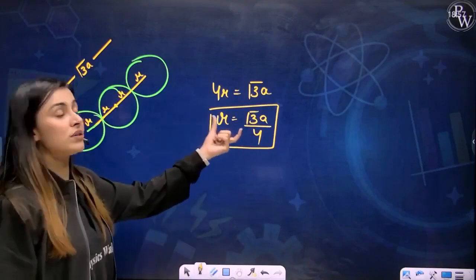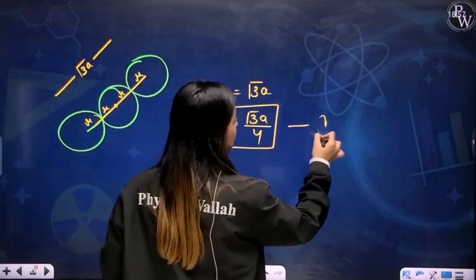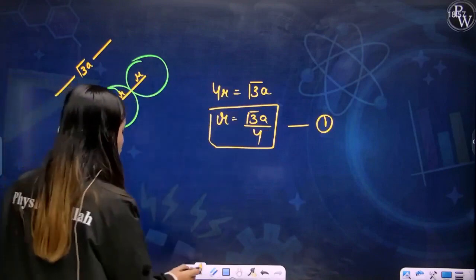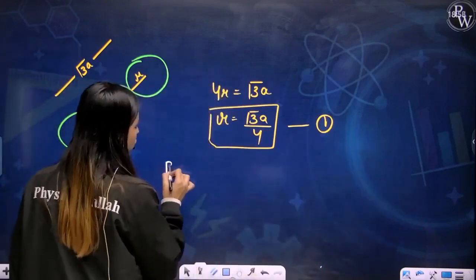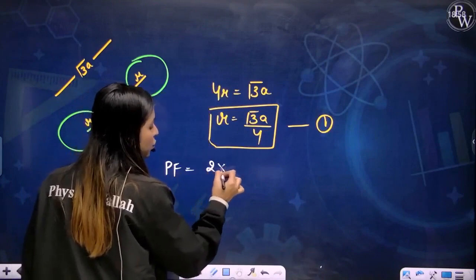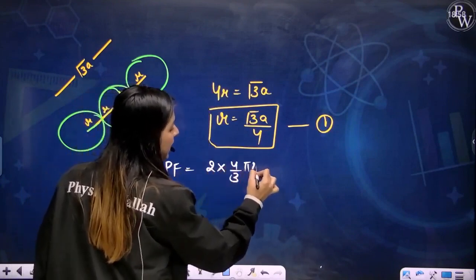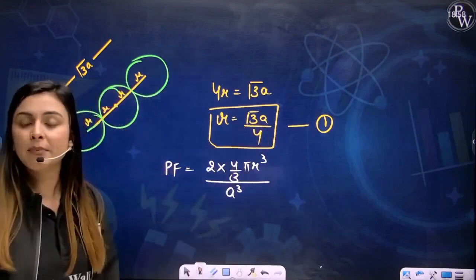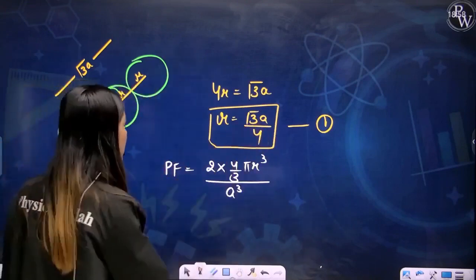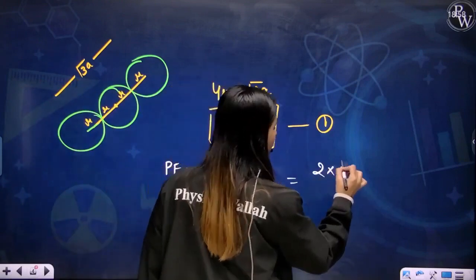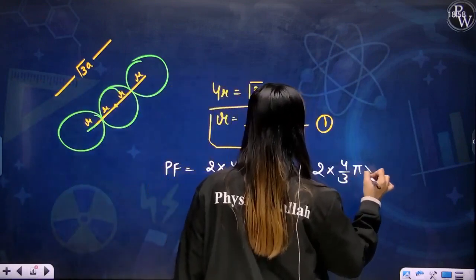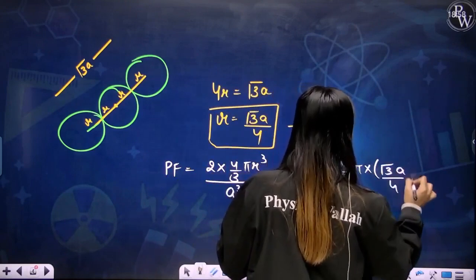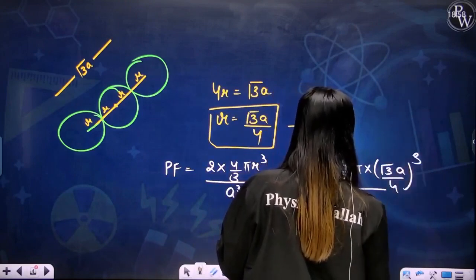Now we will use this. Let's say that this is your first equation. Now we will use this relation in the packing fraction. Okay. So for calculating packing fraction, we know that it came out to be 2 into 4 by 3 pi r cube upon a cube. I know that r is equal to root 3a by 4. I'll just use this into this. This will give me 2 into 4 by 3 pi into r, which is, my dear students, root 3a by 4 whole cube, upon a cube.